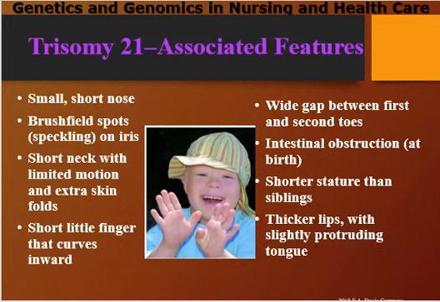They tend to have a small, short nose, and Brushfield spots, which is a speckling around the iris, in a circle around the iris. I've got a picture of that coming up. They tend to have a short neck with limited motion and extra skin folds. A short little finger that curves inward. You can kind of see on this one hand of this child an example of that curving inward in the short fingers. They have a wide gap between the first and second toes. Intestinal obstructions at birth. They tend to be shorter in stature than their siblings, with thicker lips and a slightly protruding tongue.